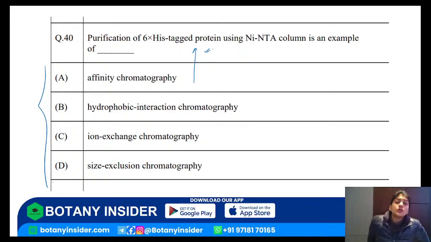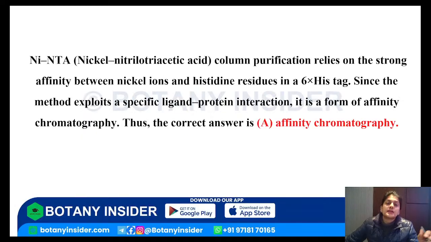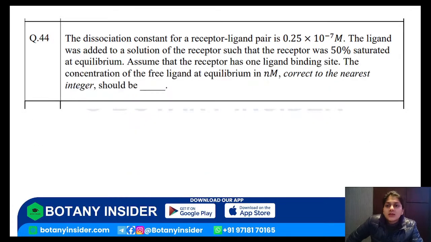Let's see. Purifying the histidine tagged protein is found in which of the following chromatography? So, it is your affinity chromatography, right? In this, a specific ligand-protein interaction is taken into consideration and the final work is completed. So, affinity chromatography is the answer.